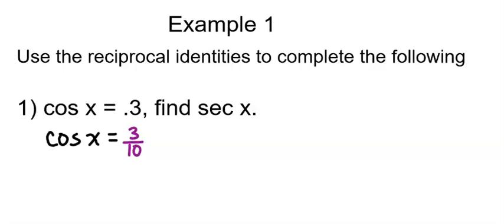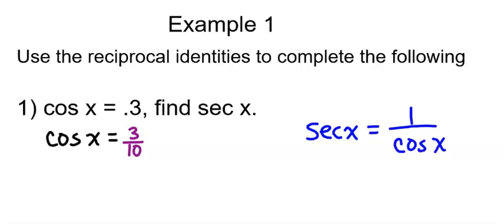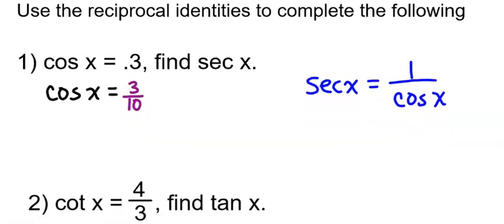All right, so we're going to find secant. Using our reciprocal identities, we said that's 1 over cosine x. So going back to what you just wrote down, secant is 1 over cosine x. If we're trying to find secant and they give us cosine, we have to use this one because it has both secant and cosine in it. So in other words, use the identity that actually has both things in it if you can, and then go from there.